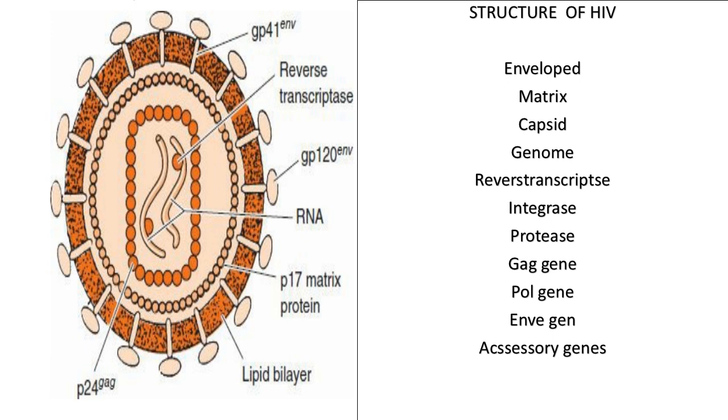envelope, matrix, capsid, genome, and in the genome there are enzymes: reverse transcriptase, integrase, and protease. We will also discuss the GAG gene, pol gene, env gene, and accessory genes of HIV. So let us start with what HIV actually is.